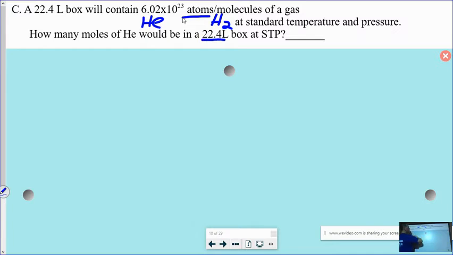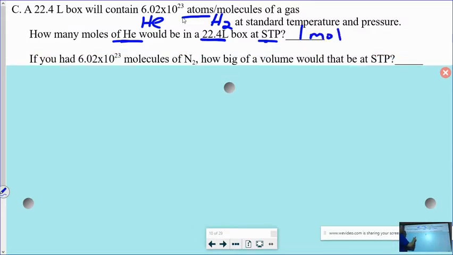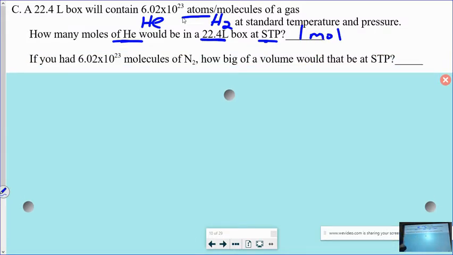Well, this is the size of the box. We're at standard temperature and pressure, and it wouldn't matter, any gas in a 22.4 liter box at STP conditions would be 1 mole of that gas. If I had 6.02 times 10 to the 23rd molecules of nitrogen, that's 1 mole of nitrogen gas. How big a volume would that be at standard temperature and pressure? Well, that'd be 22.4 liters. That's how much space would be occupied by 1 mole of gas molecules or atoms at standard temperature and pressure.